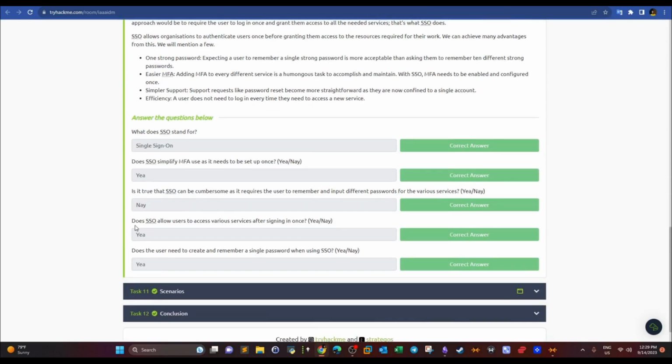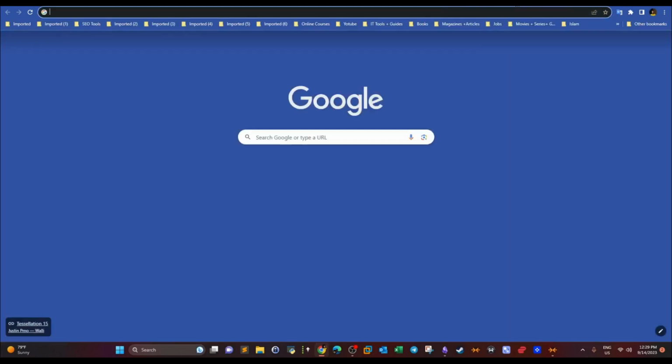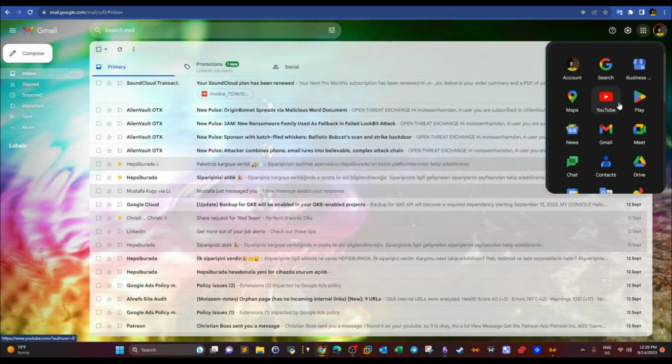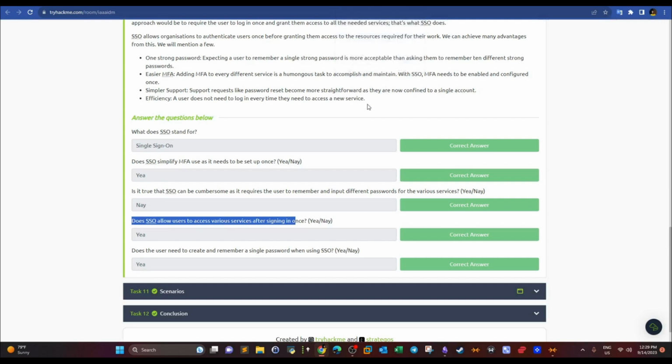Does SSO allow users to access various services after signing in? Yes. An example would be accessing your Gmail. If we go to Gmail now with our username and password, we can access all of the services here: YouTube, Play, Meet, Gmail, News, Chat, Contacts. All of these are services hosted behind Gmail. With single sign-on, with your Gmail credentials, you will be able to access these services. Similarly, in Active Directory setups, when you log into your account, you'll be able to access the file share and other services and programs, right from one account.